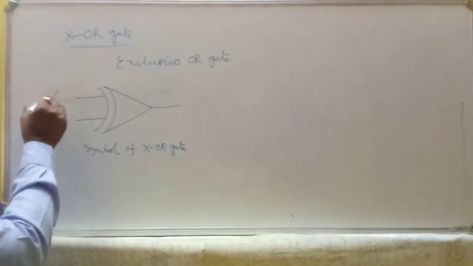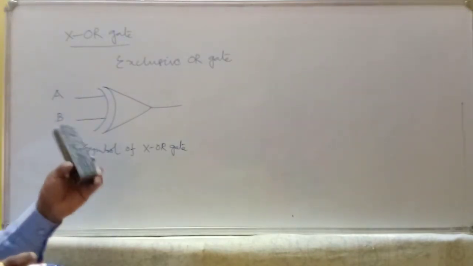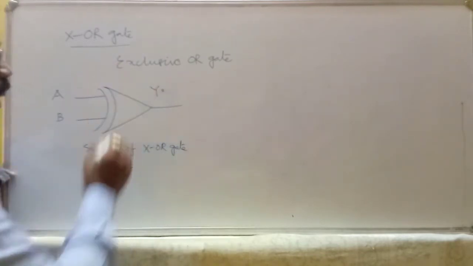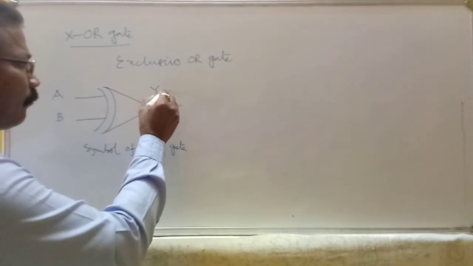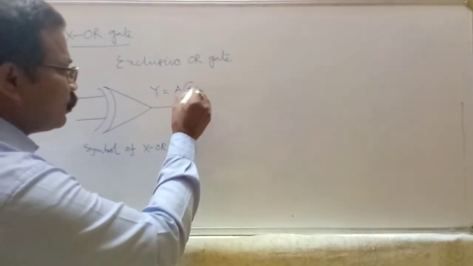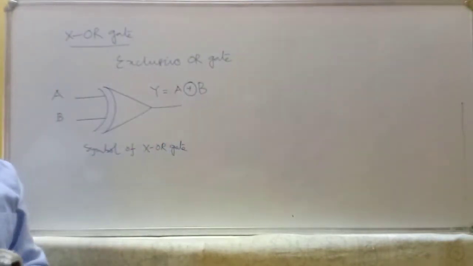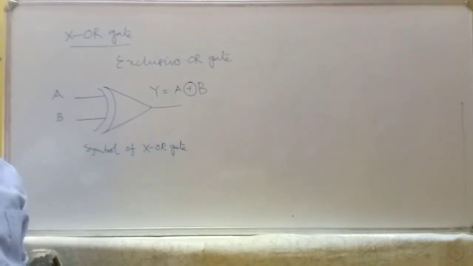Here, A and B are the inputs, and Y is the output. Here, what is Y? A exclusive B, that can be read as A XOR B. Now we are going to discuss the behavior of this circuit.